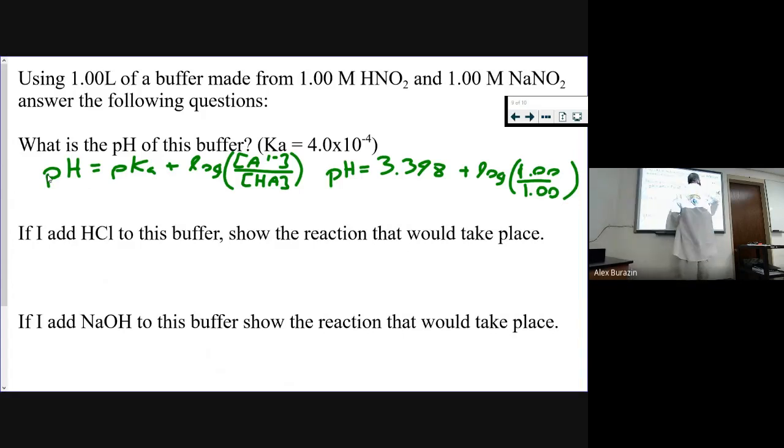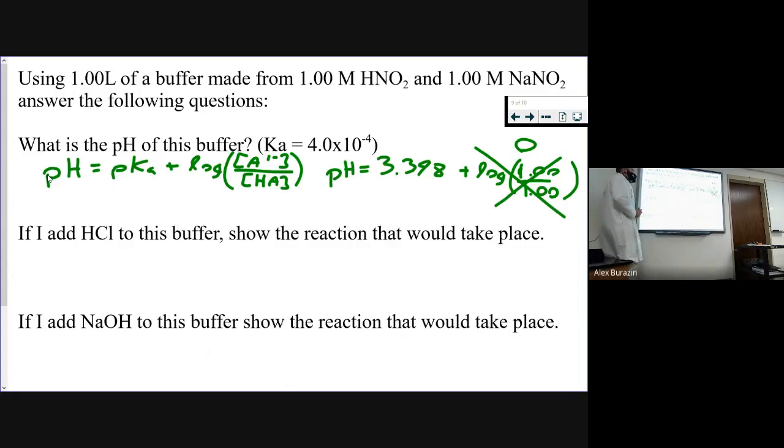So the log of 1 is 0. So in other words, pH just equals pKa. So the pH of this buffer is 3.398. Yeah, if I gave it to you yesterday, it would have been a giant pain, right? But life's easier with the Henderson-Hasselbalch equation.